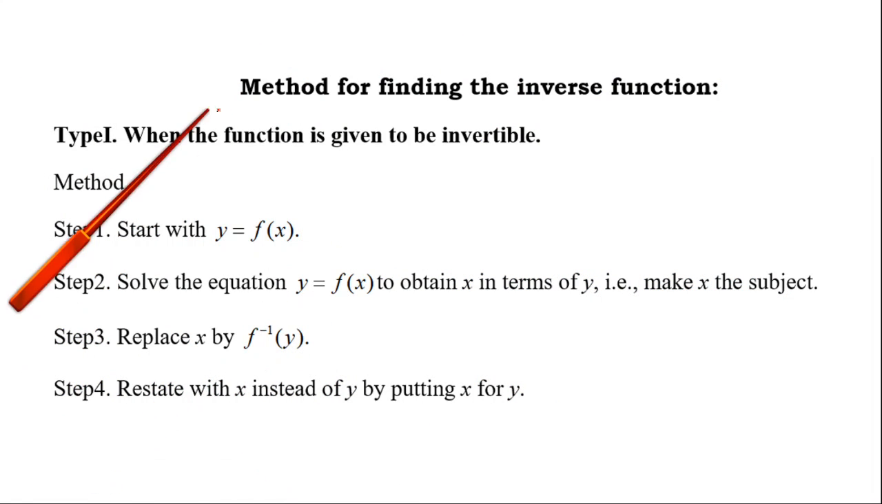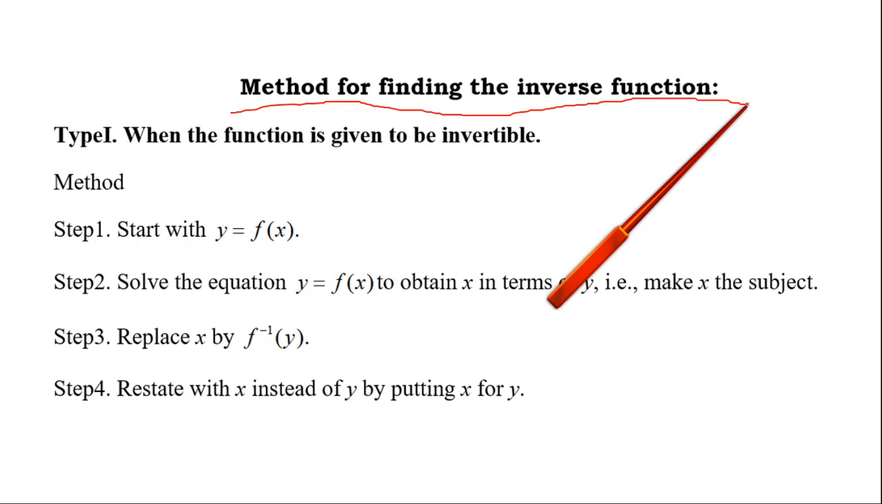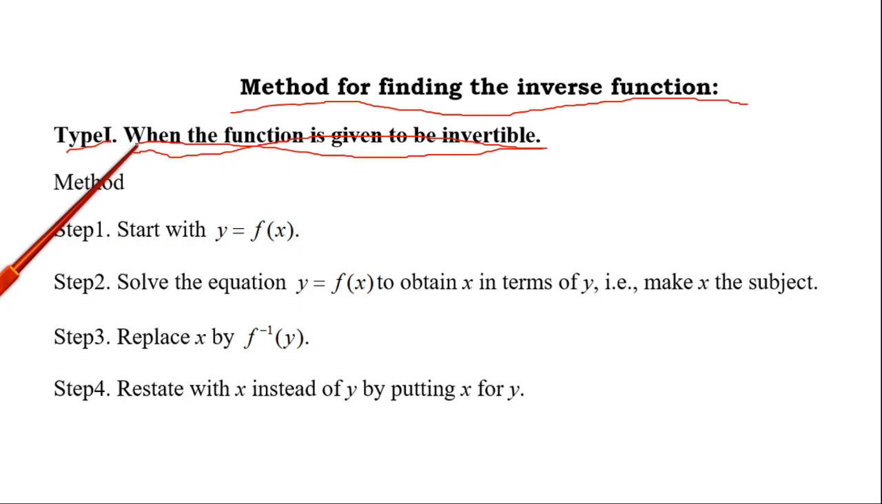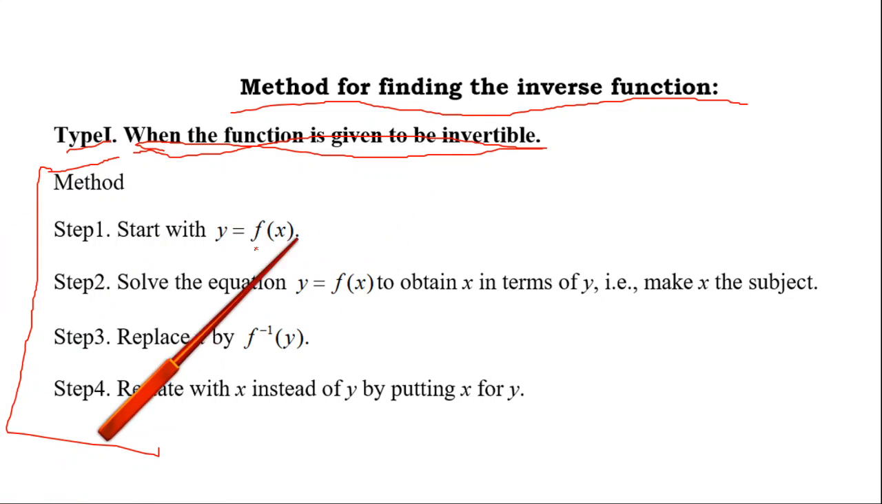Now, method for finding the inverse function, type 1. So sometimes we know that the function is invertible, that means the function is 1-1 and onto. So in that case, we only need to find the inverse, and these are the steps that we need to follow while finding the inverse of the invertible function.